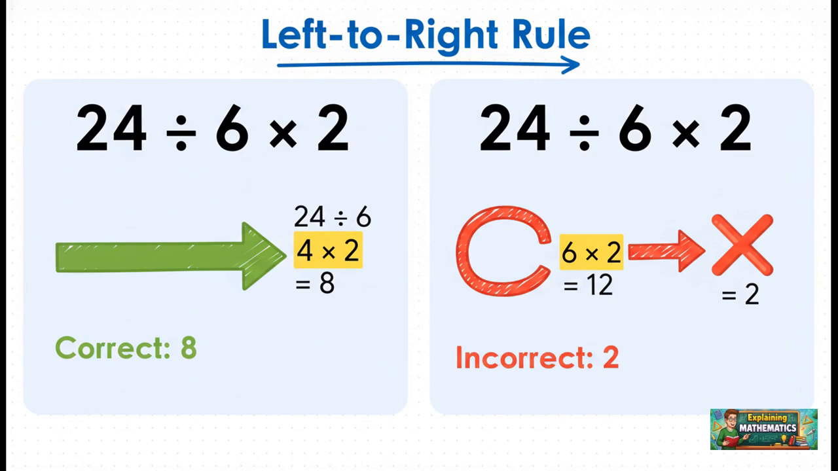The wrong way to do this is to do the multiplication first, maybe because M comes before D in PEMDAS. That gets you 2. But the correct way is to work left to right. 24 divided by 6 is 4, and then 4 times 2 is 8. Look at that, a totally different answer.